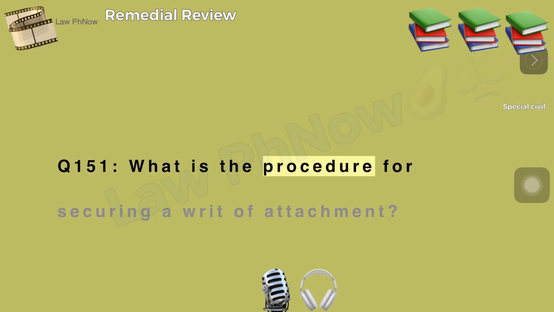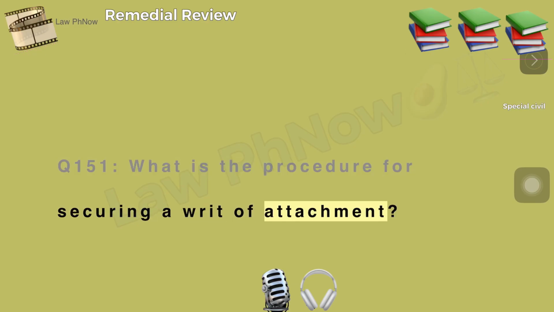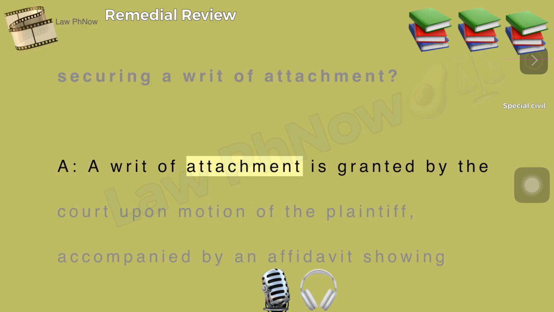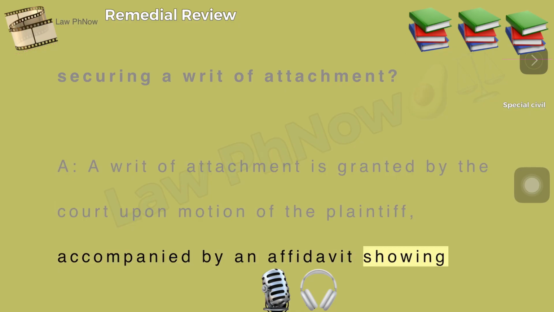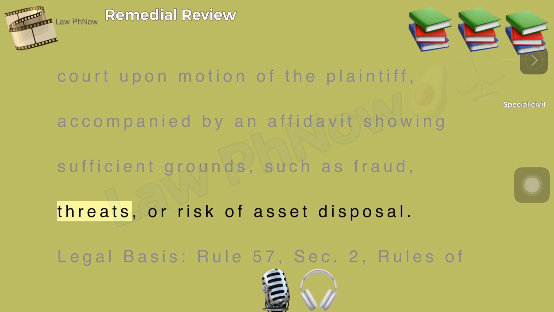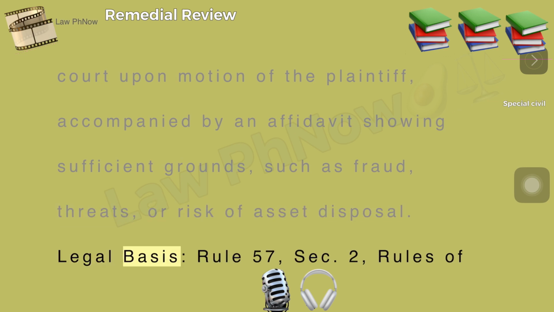Q151. What is the procedure for securing a writ of attachment? A. A writ of attachment is granted by the court upon motion of the plaintiff, accompanied by an affidavit showing sufficient grounds, such as fraud, threats, or risk of asset disposal. Legal basis, Rule 57, Section 2, Rules of Court.